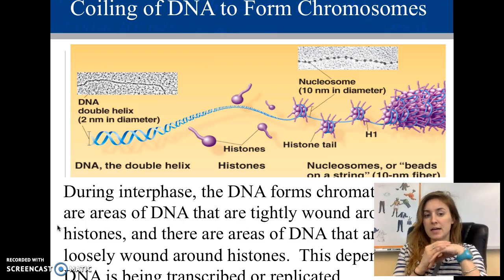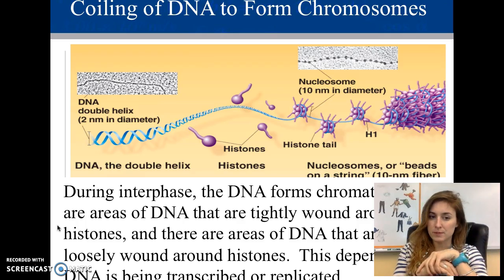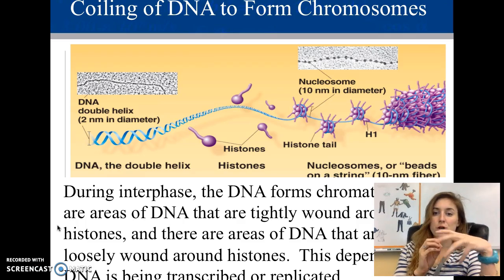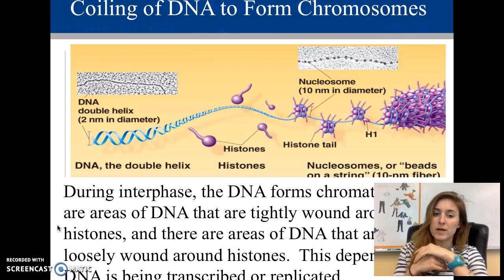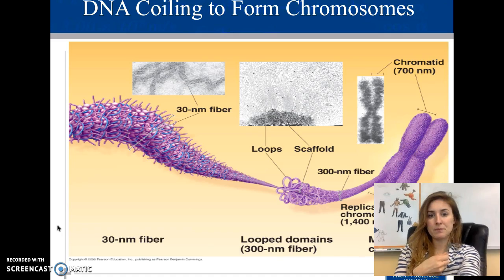During interphase, the DNA forms chromatin. Basically, you take your DNA and it starts to tightly wind around these proteins called histones. They form this ball of DNA and protein that becomes a nucleosome, basically beads on a string. This really just depends on what is being transcribed and replicated at the time. The stuff around the histone is not, obviously. The stuff in between each bead is what's being replicated at the time.